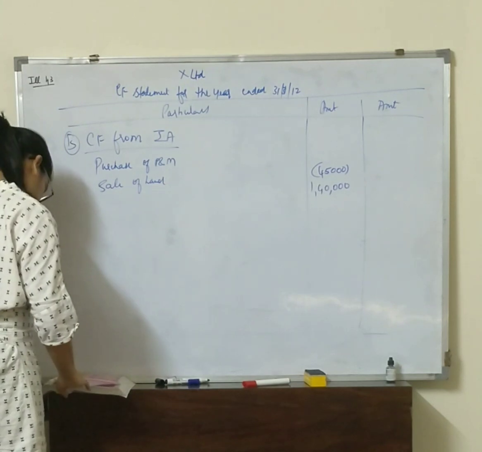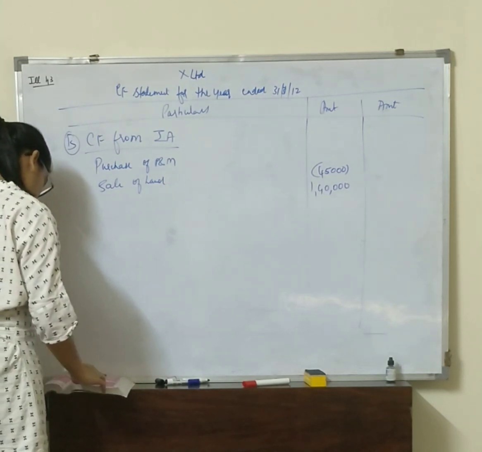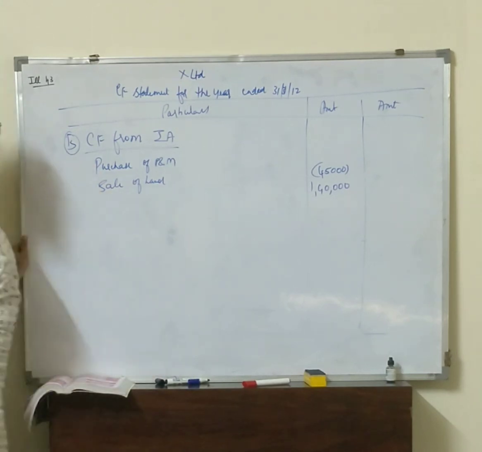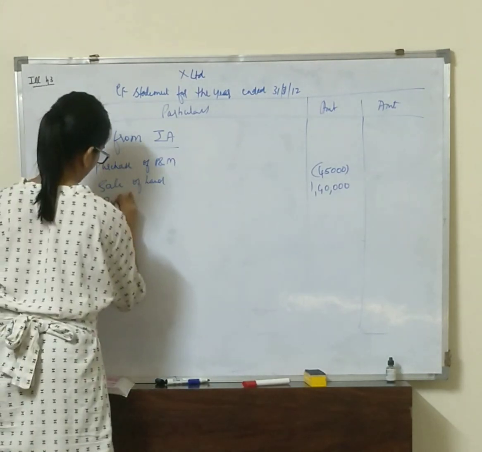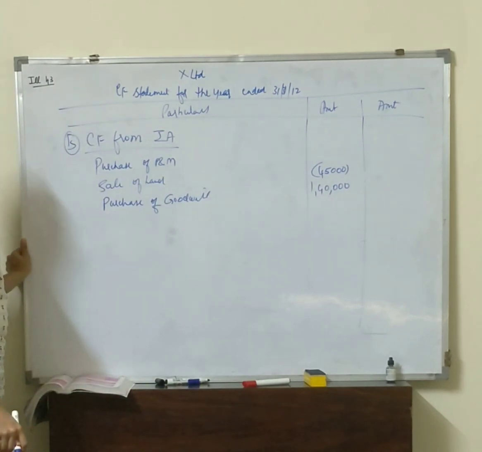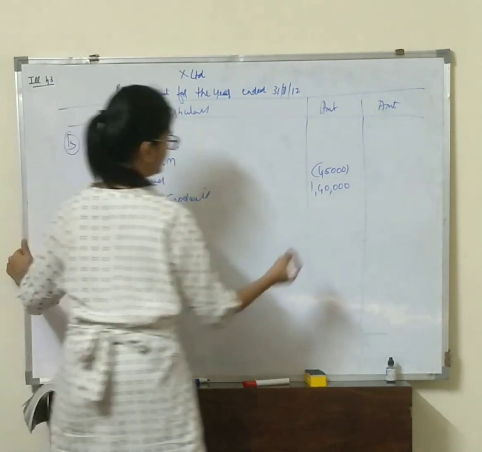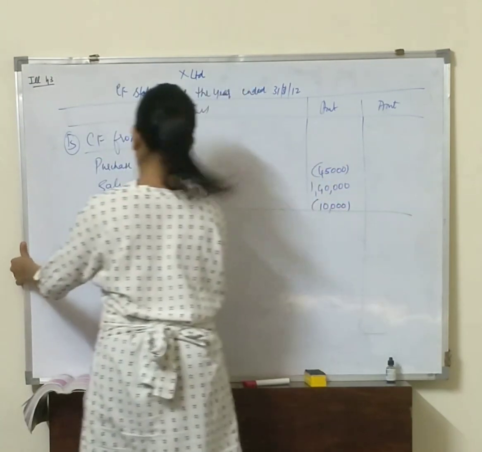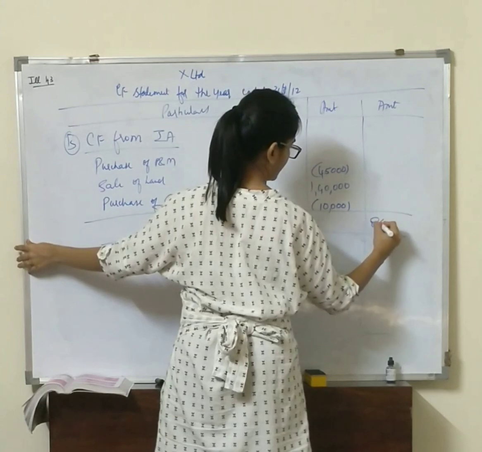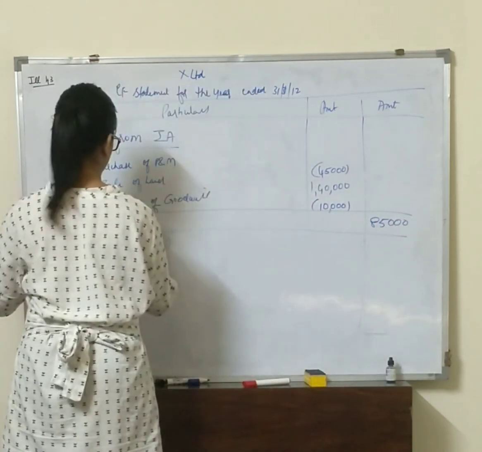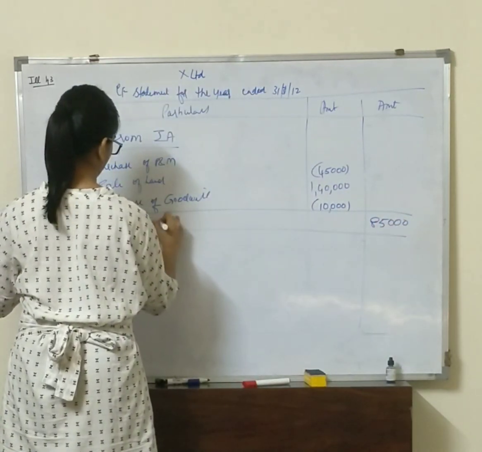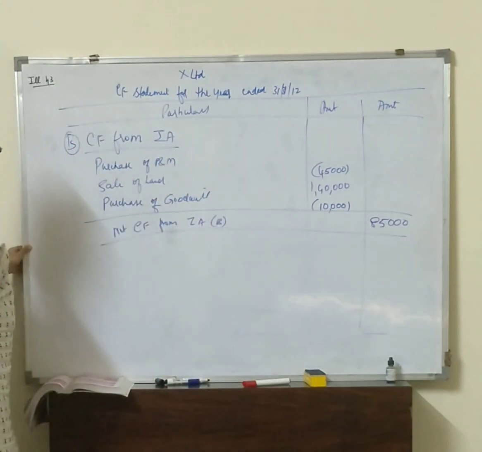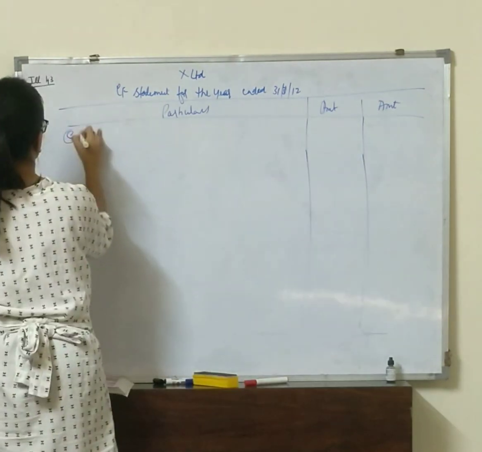Then go to our intangible assets. We have 2011, 50,000 and 2012, 60,000, which means there is purchase of intangible assets. So intangible asset is note number 5. We have goodwill. It is negative 10,000. So what answer do we get? 85,000. So we get a net cash flow from investing activities as 85,000. It is B. Next we go on to C.